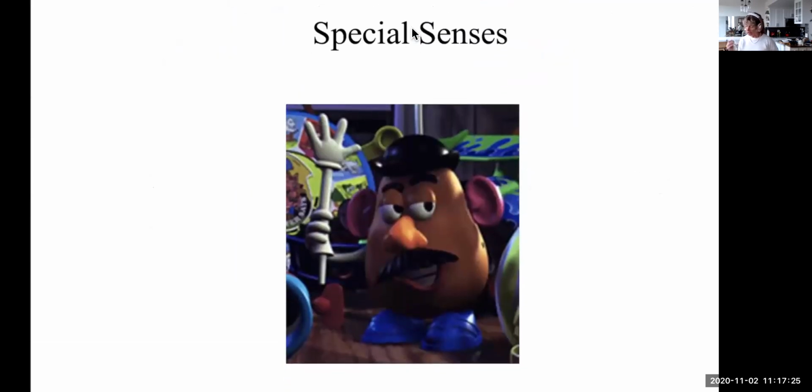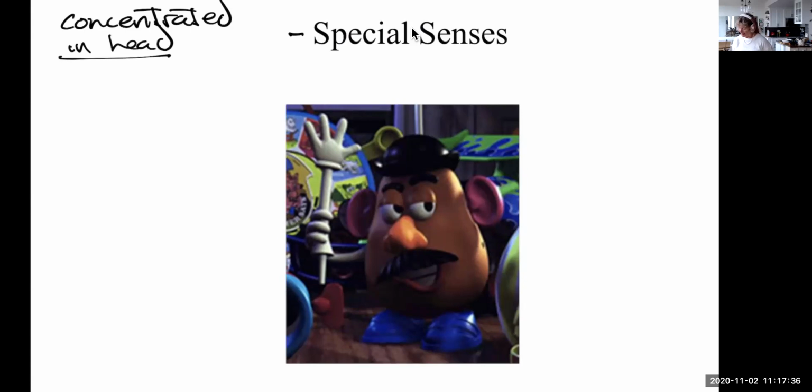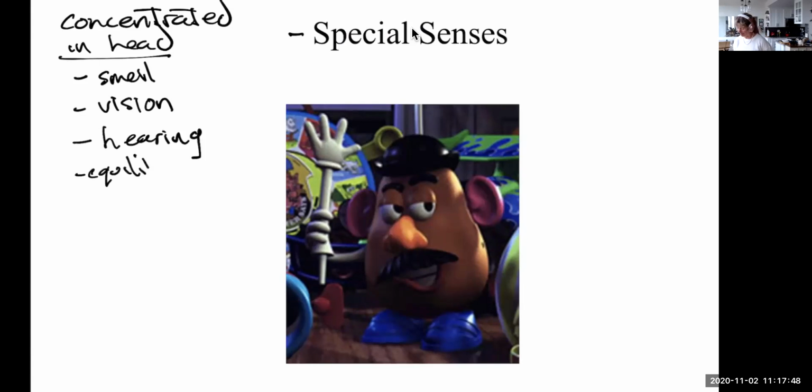Special senses are those that are concentrated in the head. Senses such as smell, vision, hearing, and equilibrium. Special senses are separate from general senses. General senses are throughout the body and they include touch and pressure and pain. But these are special senses. They're concentrated in the head.